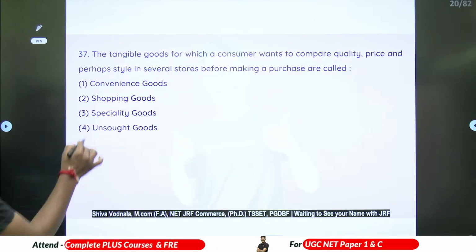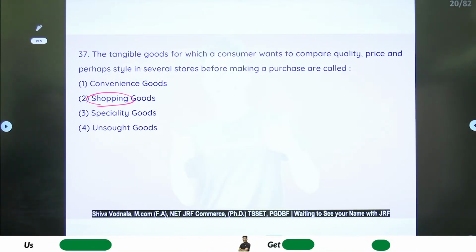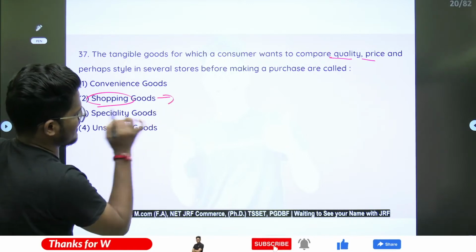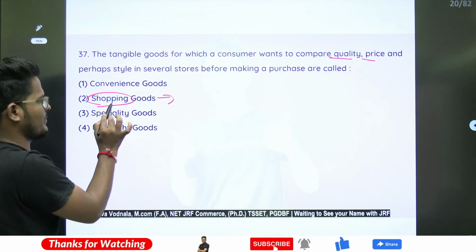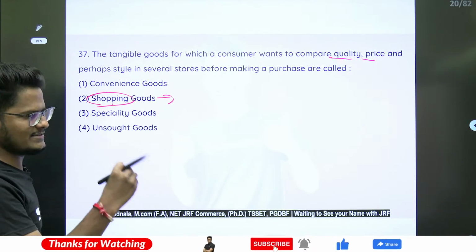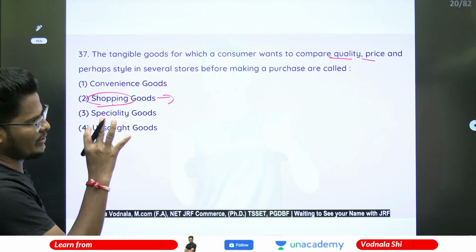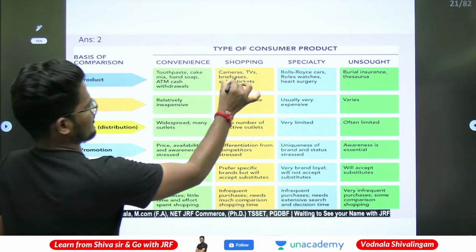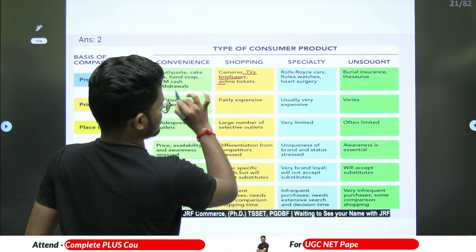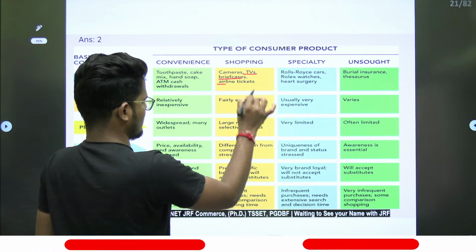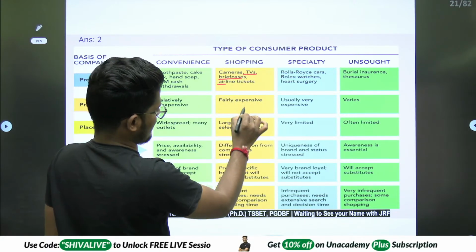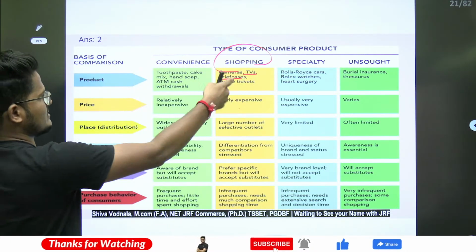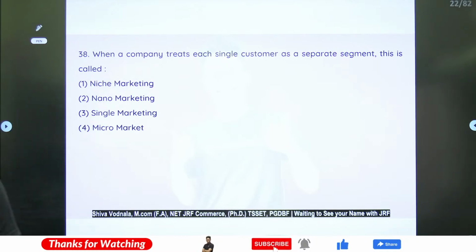So the answer is 2, shopping goods. Why shopping goods? These are tangible goods for which a consumer compares quality and price. Shopping goods are things like AC and refrigerators, where some effort is required in purchasing. We look into the brands, the quality, and the price. Shopping products are cameras, refrigerators, airline tickets and TVs. Those are fairly expensive, so price is involved. We'll differentiate the brand and the quality; everything will be done for shopping type products. Specialty goods are highly expensive as compared to shopping goods. Next.